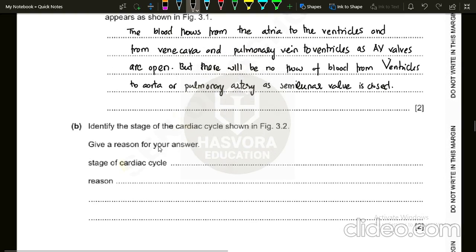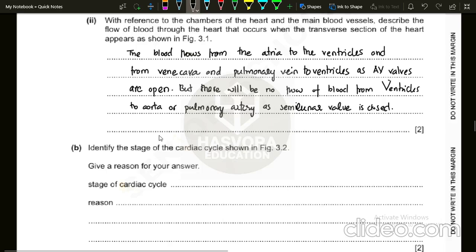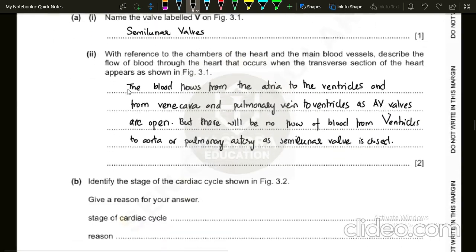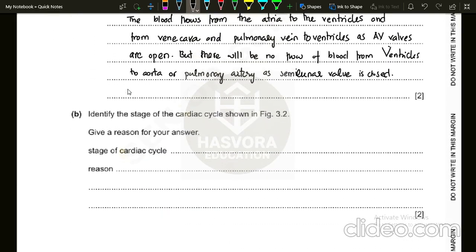Identify the stage of the cardiac cycle shown in figure 3.2. In figure 3.2 you can see that the semilunar valves are open. This means that the ventricle will be contracting, which we call the ventricular systole. It will contract to move the blood out into the aorta and also into the pulmonary artery, while the AV valves are closed. So the stage of the cardiac cycle is ventricular systole.